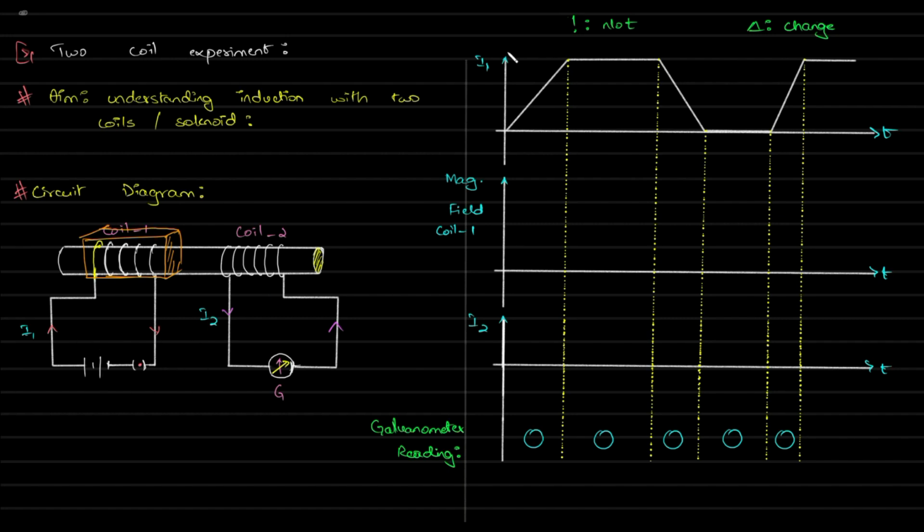To understand that, we'll need to go to a graphical representation of the entire situation. So this is current 1 versus time, that is the current in the first circuit. Then the magnetic field produced by coil 1, the current in the second circuit, and we have the galvanometer reading in the last row.